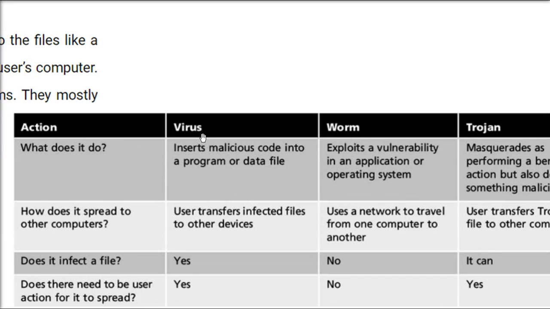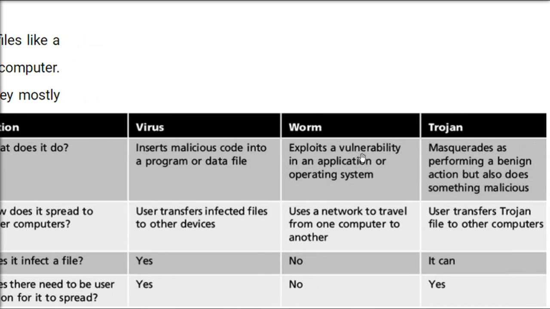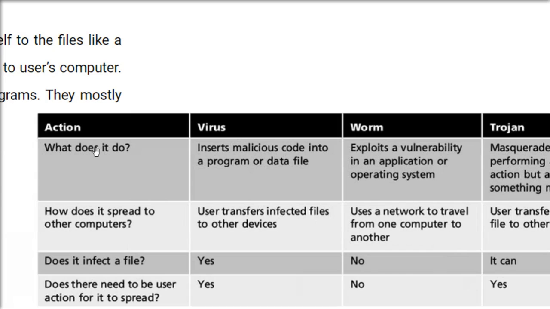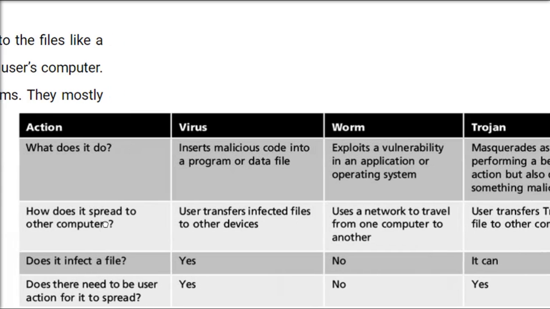So let me give you a brief idea again. What does it do? A virus inserts malicious code into a program or data file, so it has to have something to piggyback upon. A worm sees wherever the application or your program has some vulnerability, some loopholes, in the operating system also. Trojan horses show different faces: a good face, and inside they are bad. They masquerade as performing a benign action, a good action, but they are malicious. You understood about these three.